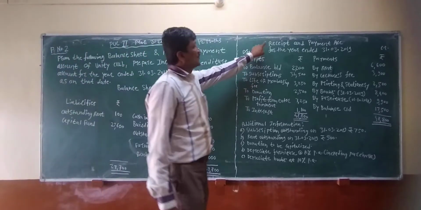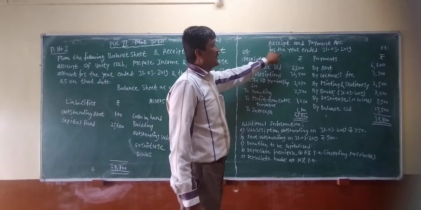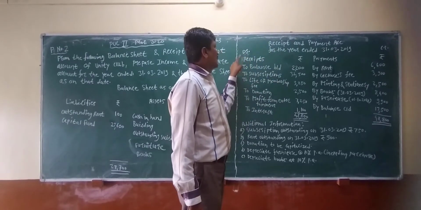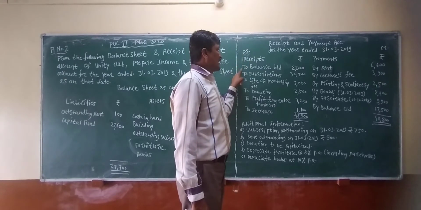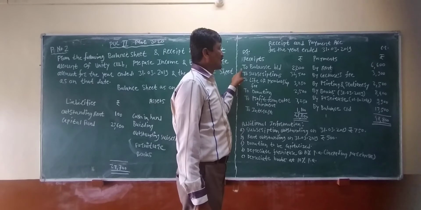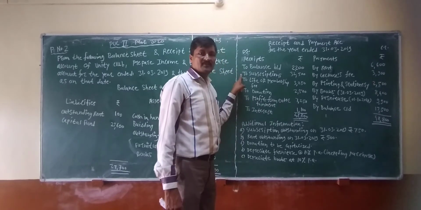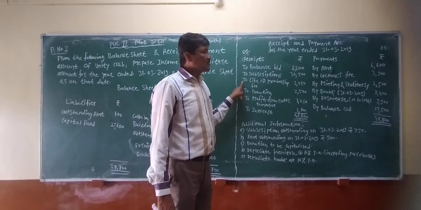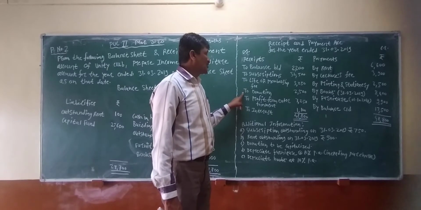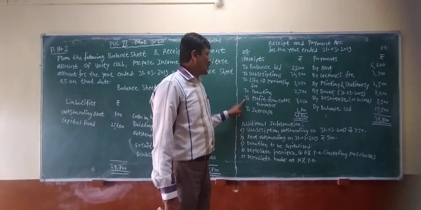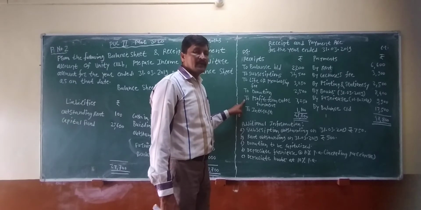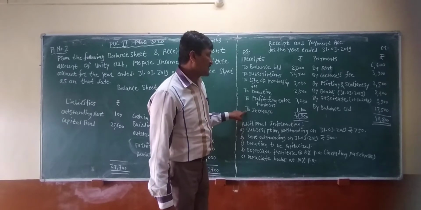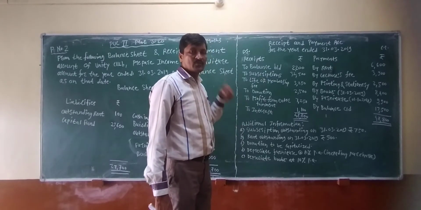Next, we read the receipt and payment account for the year ended 31st March 2019. On the debit side, first, receipts: to balance brought down 2,200, to subscriptions 32,500, to life membership fee 3,250, to donation 2,500, to profit from entertainment 7,250, to interest 1,100, totaling 48,800.